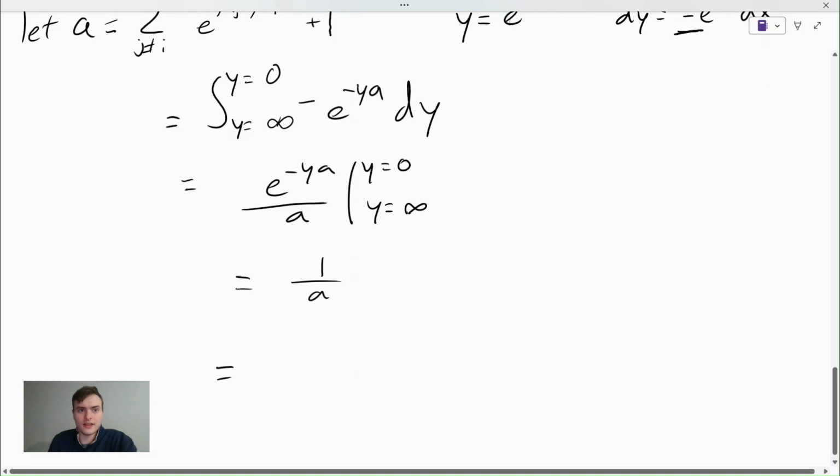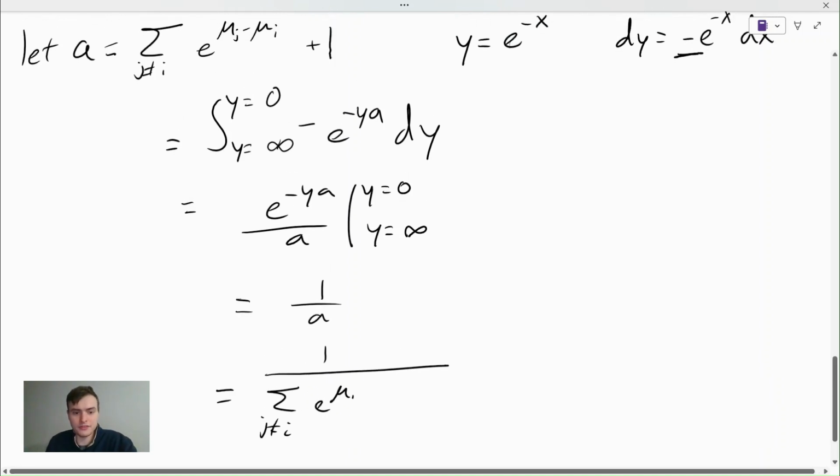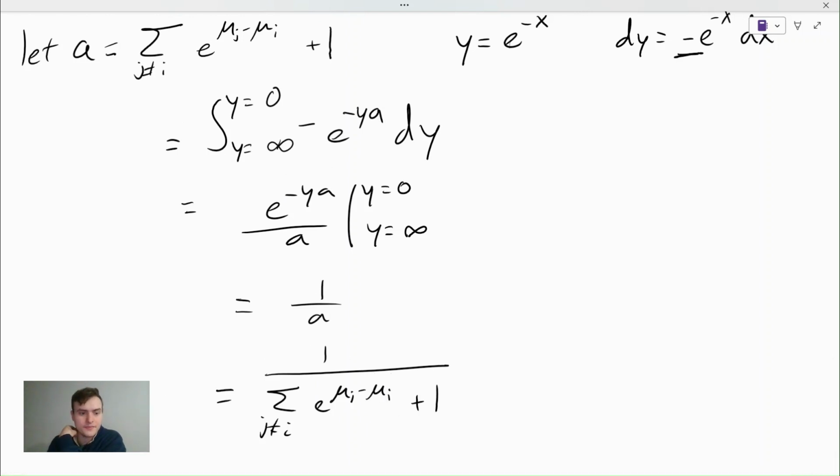And so that's, substituting back in what our a is, a good result for our answer, e to the mu j minus mu I plus 1. So basically, for qi of mu, we're taking all the other j's, all the other mu except for mu I, and subtracting them by mu I, raising that to the power of e, summing it, and adding to 1.